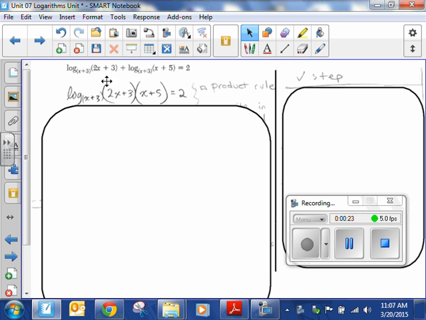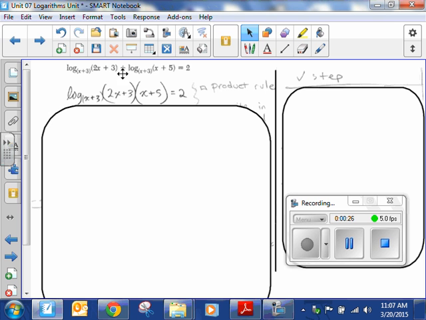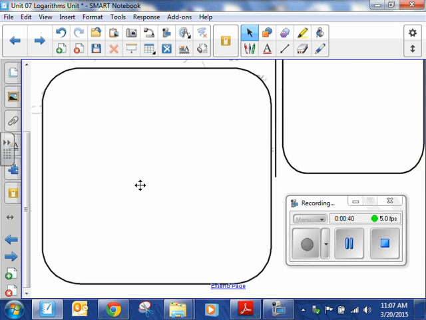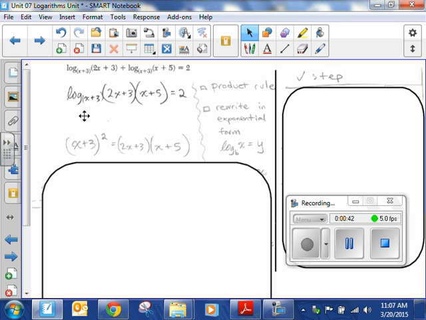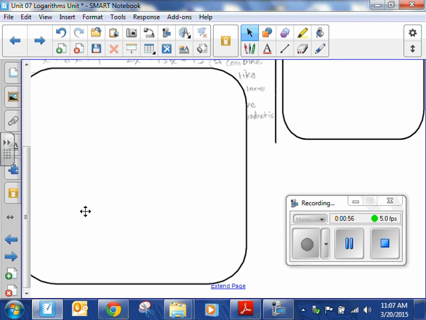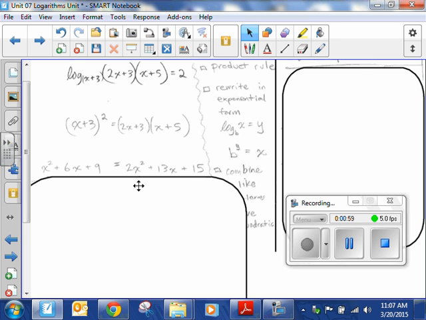So we condense the logarithms, and we end up with 2x plus 3 times x plus 5, right? Now, we go around the world, x plus 3 squared equals 2x plus 3 times x plus 5. If you choose to FOIL first before you go around the world, that's fine. So we rewrite in exponential form. So we have x plus 3 squared equals 2x plus 3 times x plus 5, and x plus 3 squared gives us x squared plus 6x plus 9 equals 2x squared plus 13x plus 15, right?